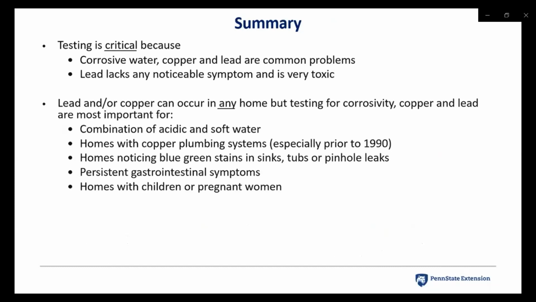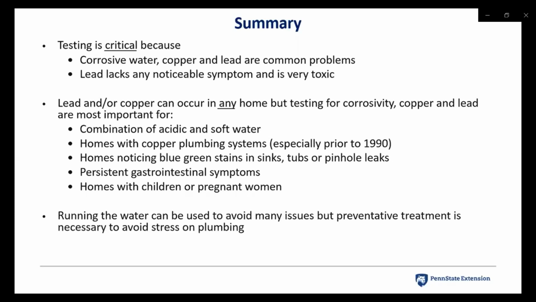They can occur in any home, and corrosivity is an important component of that. That's where you have a combination of soft water and acidic water. If you have that in a home that's got copper plumbing, especially prior to 1990, if you're noticing any blue-green stains or pinhole leaks, if you have persistent gastrointestinal symptoms, and if there are children or pregnant women in the home, these are all good reasons, especially good reasons, to do some testing for copper and lead and corrosive water. Really, it's a good idea for everybody, but this kind of gives you a hierarchy of where it is most important. These combinations really are places where we're most concerned.